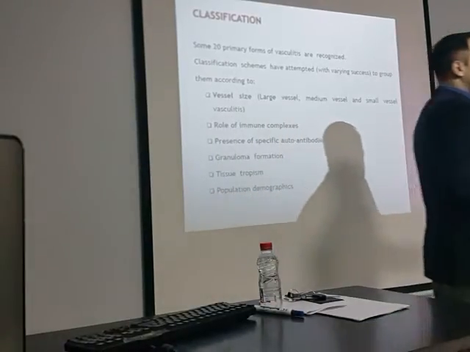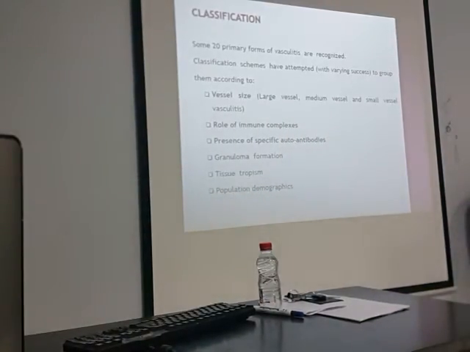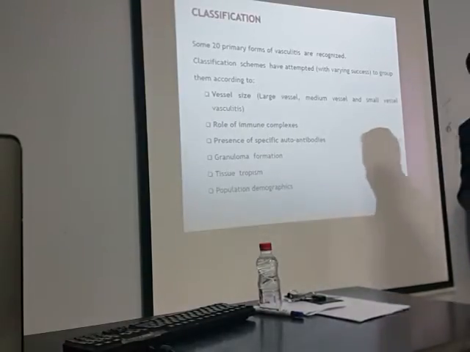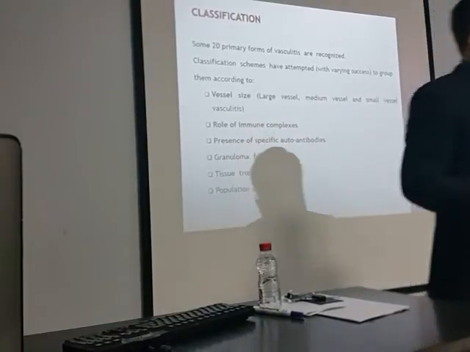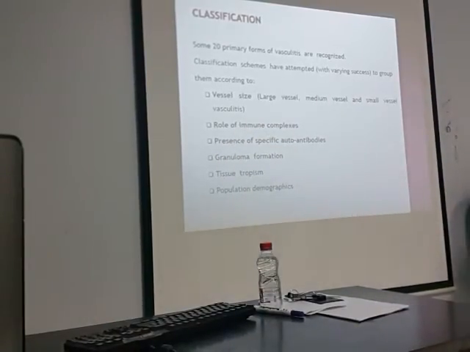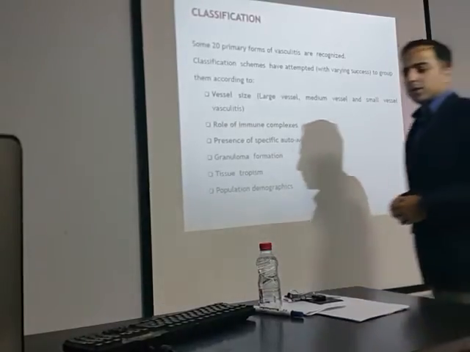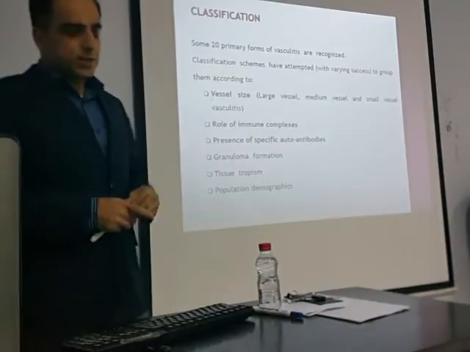Whether it is mediated by the immune complexes or whether it is mediated by the autoantibodies. There is one where the autoantibody directly attacks the blood vessel. Another is, first of all, immune complex is formed and then it attacks the blood vessel. Then some of the vasculitides have granuloma formation, so we call them granulomatous vasculitis. Others are non-granulomatous. Then tropism, according to which tissue is involved: tissue tropism and population demographics. Some of the vasculitides are more common in some populations. So according to that, these are some of the classifications which we can do.